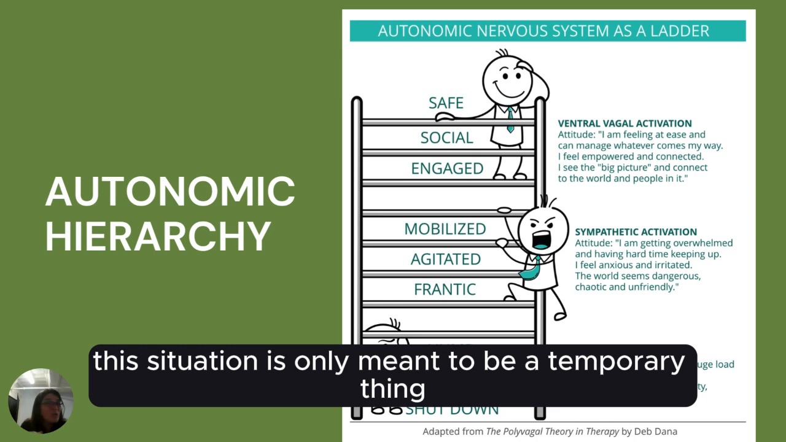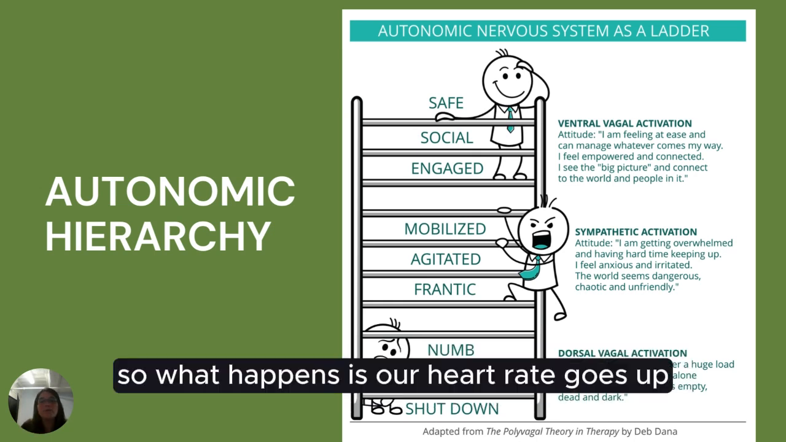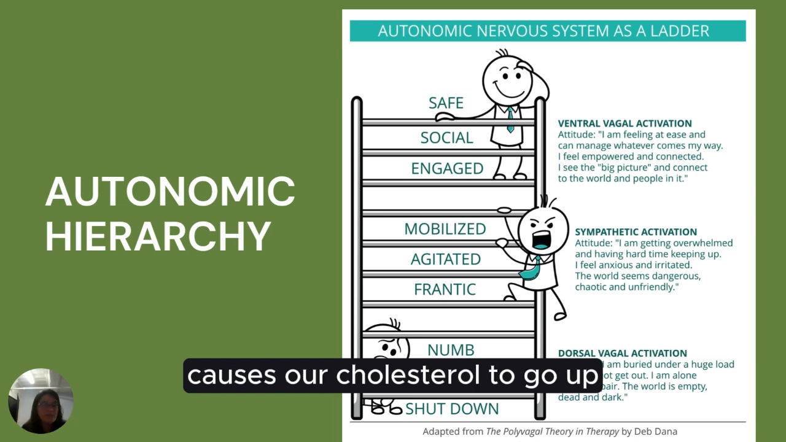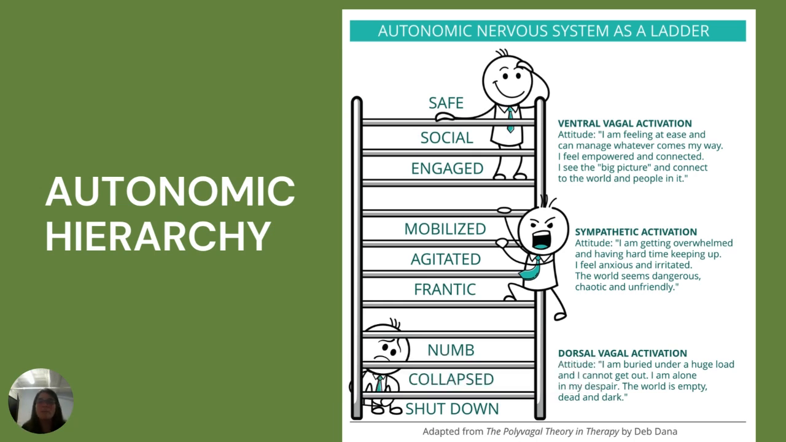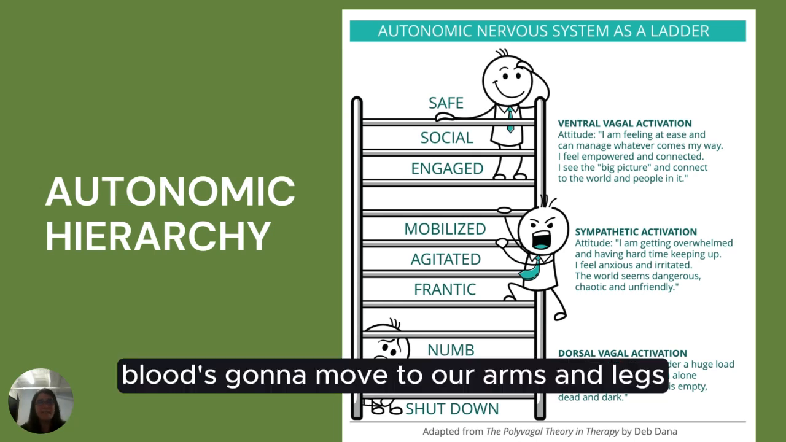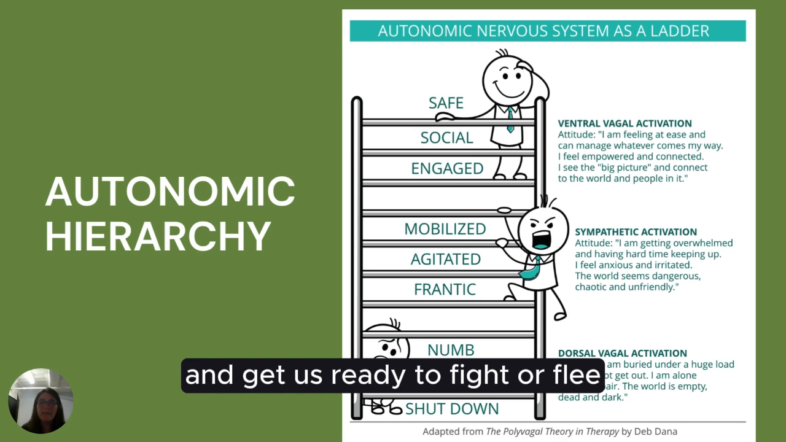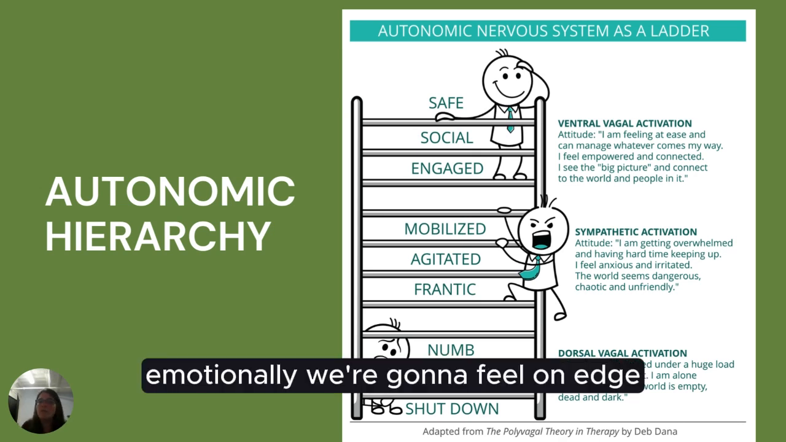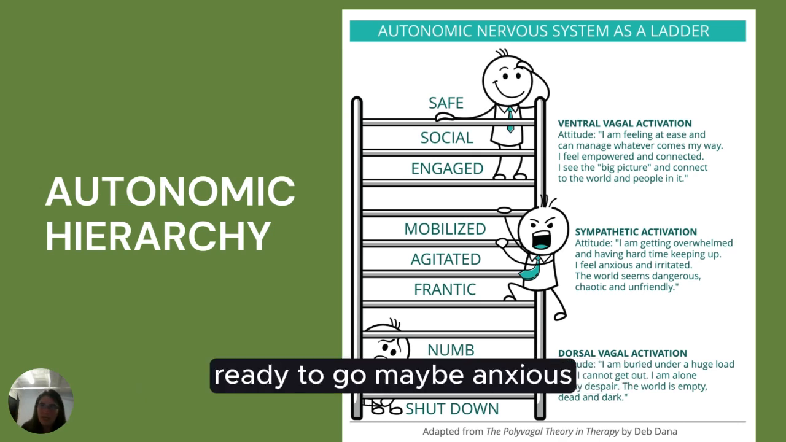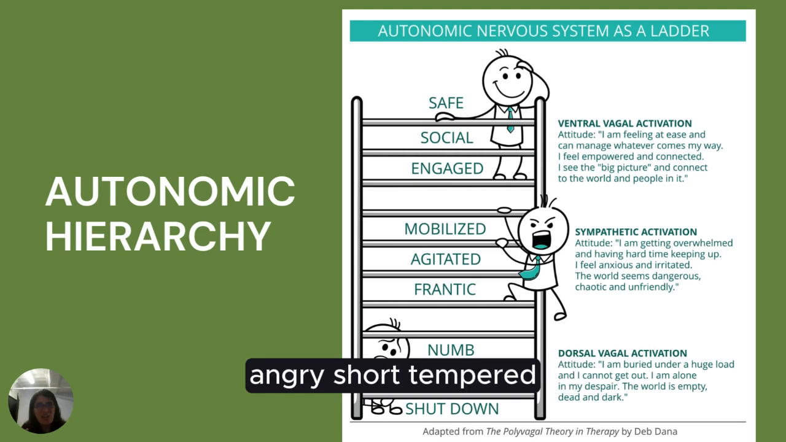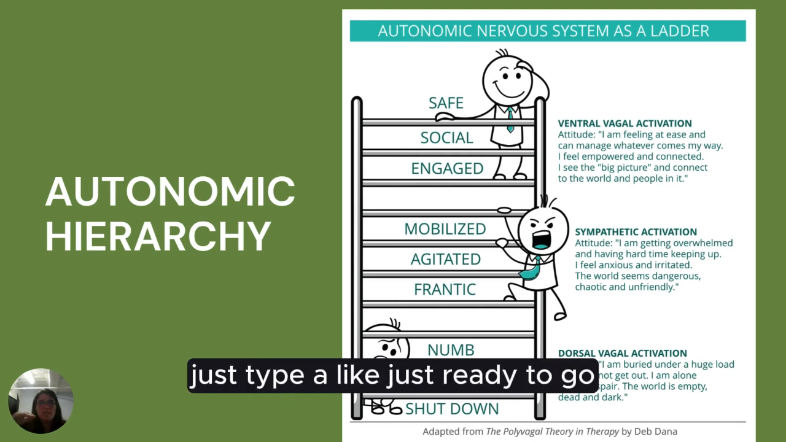Because this situation is only meant to be a temporary thing. So what happens is our heart rate goes up, our blood pressure goes up, causes our cholesterol to go up. Blood's going to move to our arms and legs and get us ready to fight or flee. Emotionally, we're going to feel on edge, ready to go, maybe anxious, angry, short-tempered, just type A, like you're ready to go, ready to go.